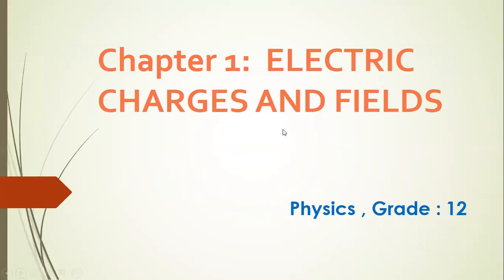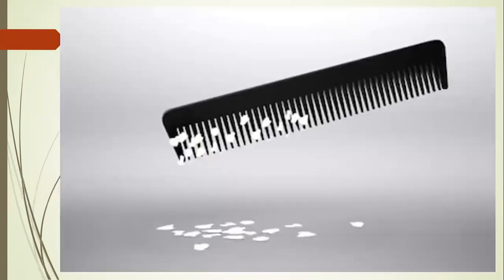Dear students, today we are going to study chapter 1 in physics, electric charges and fields, grade 4. What do you observe in this figure? You can see a plastic comb which attracts small pieces of paper. How is it possible? What is the reason behind this?